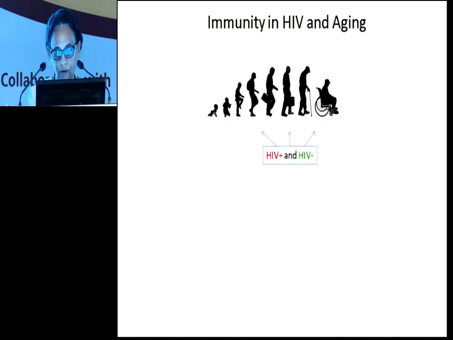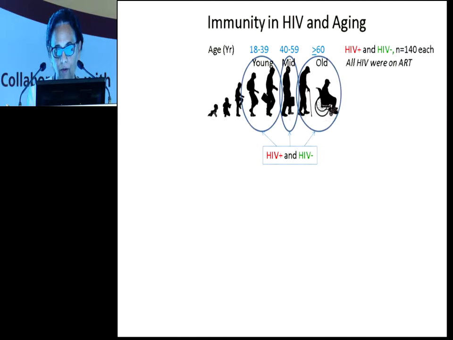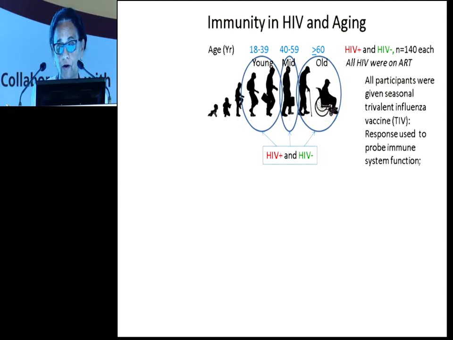For this study, we enrolled people who were HIV positive and negative in 3 age groups, what we call the young, 18 to 39, middle age, 40 to 59, and old, greater than 60. And we enrolled about 140 people in each of the HIV positive and HIV negative groups. All HIV patients were on ART.